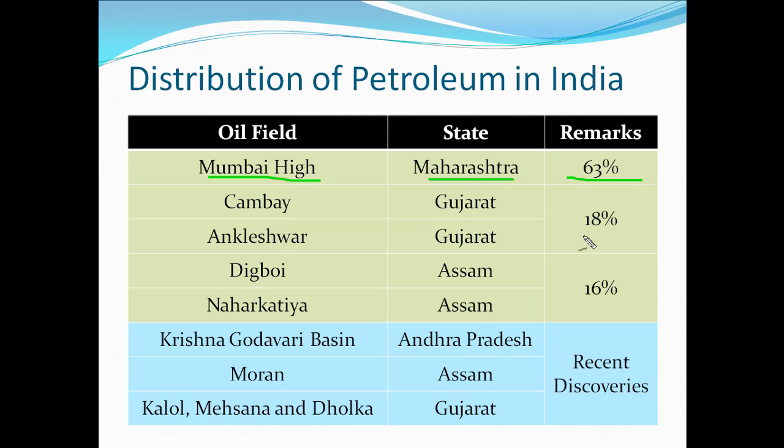Gujarat mainly comprises 18% of crude oil from Cambay and Ankleshwar. The state of Assam comprises 16% of crude oil from Digboi and Naharkatia. These are the locations of the recent discoveries of crude oil in India: Krishna Godavari Basin in Andhra Pradesh, Moran in Assam, and Kalol, Mehsana and Dholka in Gujarat.